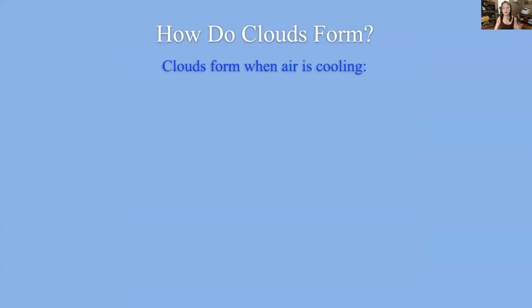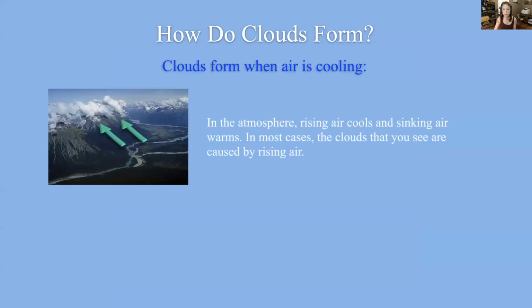Clouds form when air is cooling. So in our atmosphere, rising air cools and sinking air warms. And the clouds that you see most likely are caused by rising air. And that can be when wind hits a mountain and goes up, or it can be literally atmospheric pressure that changes and makes air rise or sink.